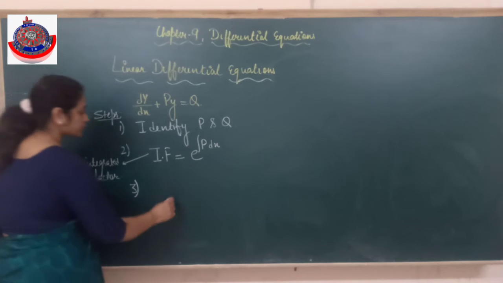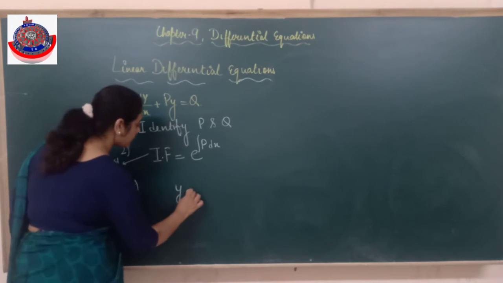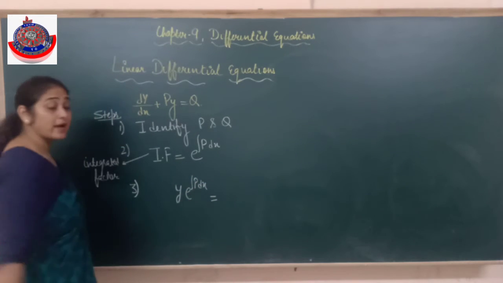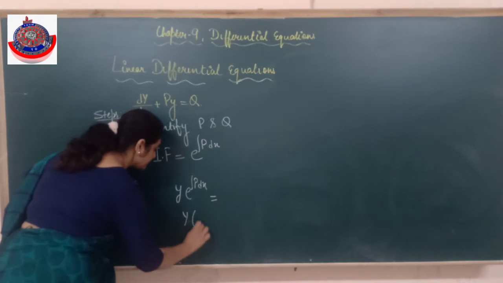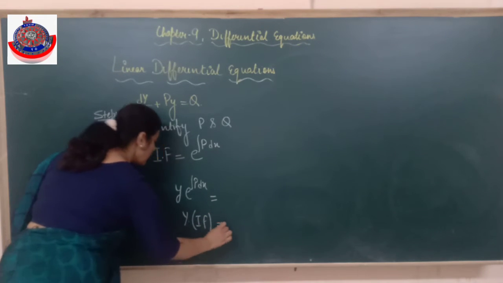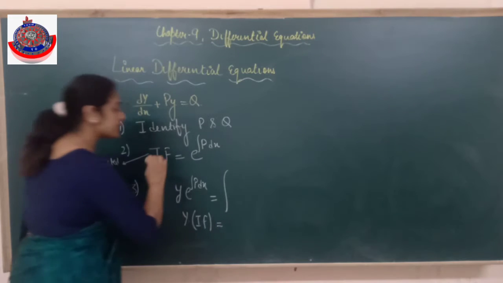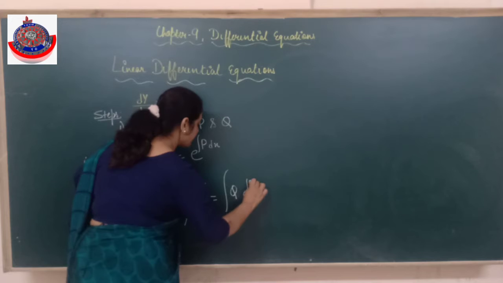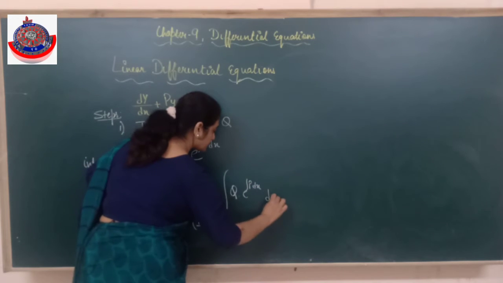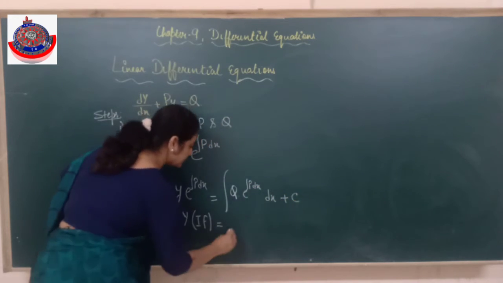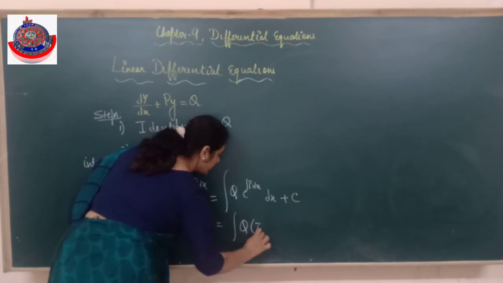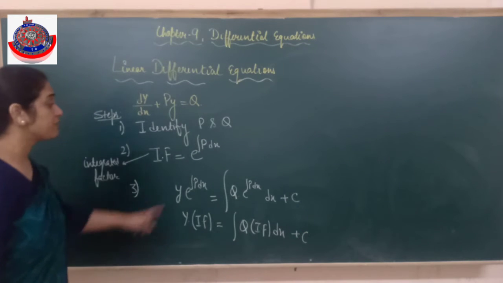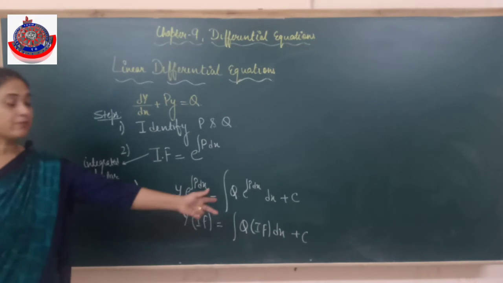Third step, the final step. Now I'll write y into the integrating factor is equals to the integral of q into the integrating factor with respect to x, plus c. Integration of q into the integrating factor. I have to integrate with respect to x because q and this integrating factor both are functions of x, and I am going to finish it off.